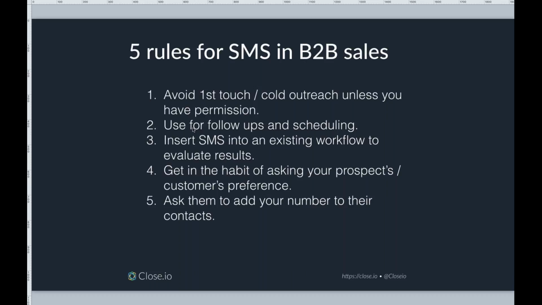And the 5th one is ask them to add your number. It's interesting. SMS is obviously going to be going to their mobile phones. So when you text them or you call them through your Close.io number, say, hey, if you prefer text, I'm going to start texting you when there's updates or something happens. So please add my number to your contact list so you know who it is when I reach out, and then you're permanently in their contact book, and you're good to go. So that's the little 5 rules that I've put together here.